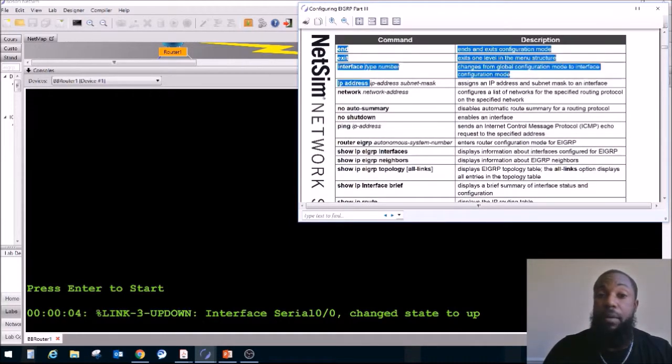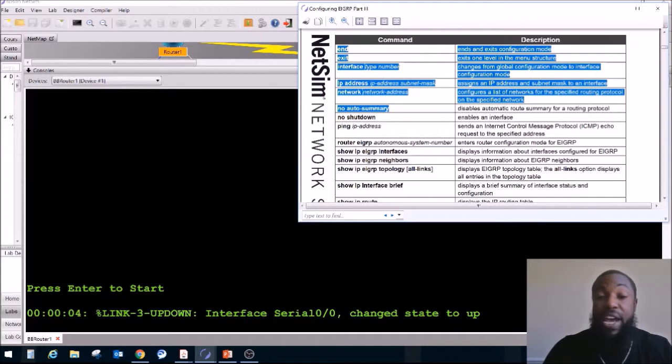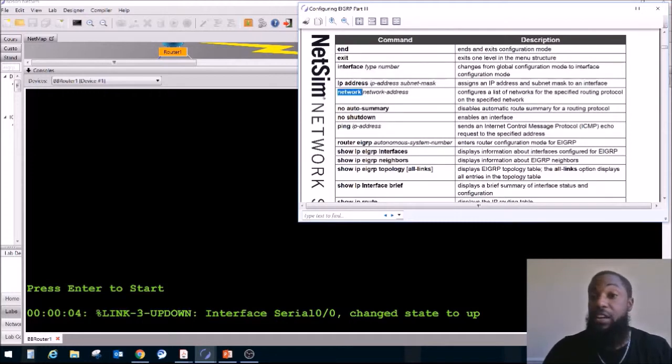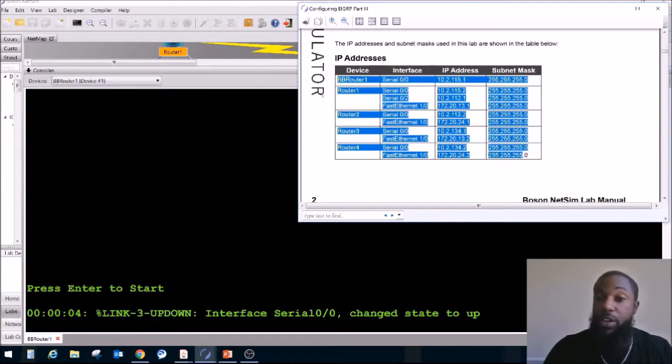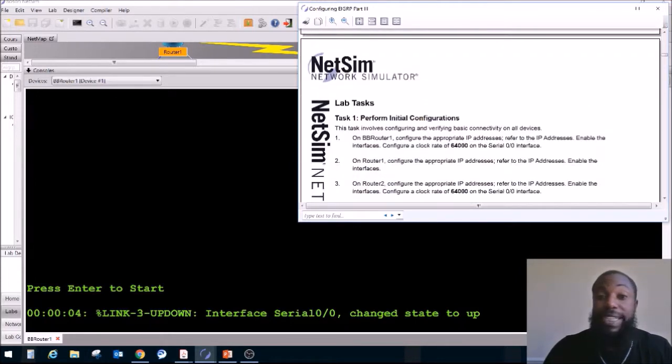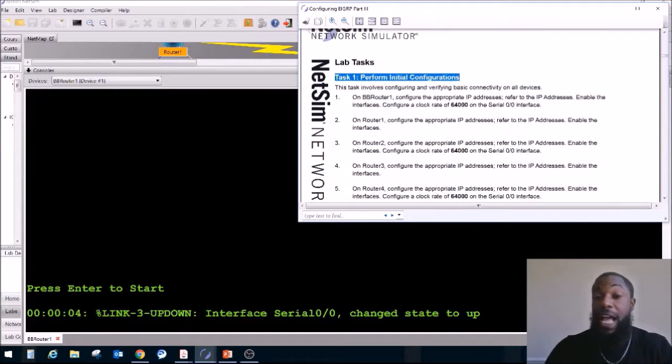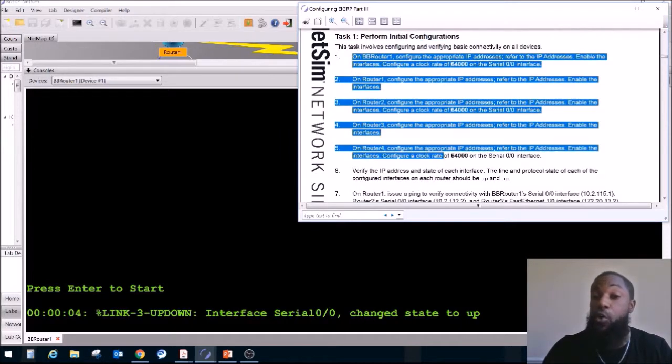This other stuff is kind of basic: setting up IP addresses, the network command again for EIGRP. These are the IP addressing table where we're going to set up our addresses. Task 1 says to perform initial configurations. This is basic housekeeping. I'm not going to record this stuff.